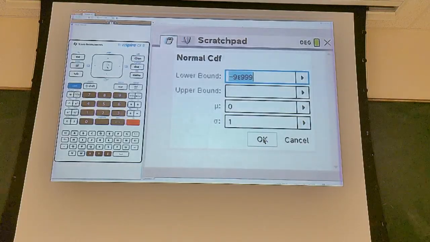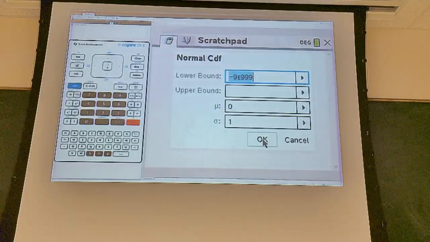Lower bound? Okay, so sadly, the calculators that you're allowed to use will not let you do negative infinity as the lower bound, or positive infinity as the upper bound. Mine can. So we'll have to kind of make do. I think that's as high as we go. 9E999.